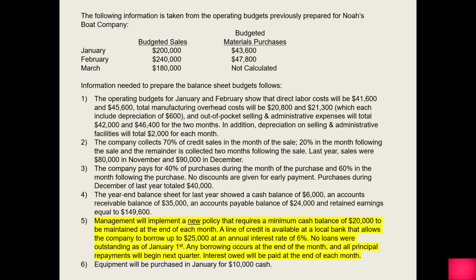Let's review what Noah and Company policies are related to cash. They'll have a new policy that requires a cash balance of $20,000. They can borrow money at the bank up to $25,000. The annual interest rate is 6%. There were no loans outstanding at the beginning of the year. And borrowing occurs at the end of the month, and principal will be paid the next quarter. Interest owed will be paid each month.